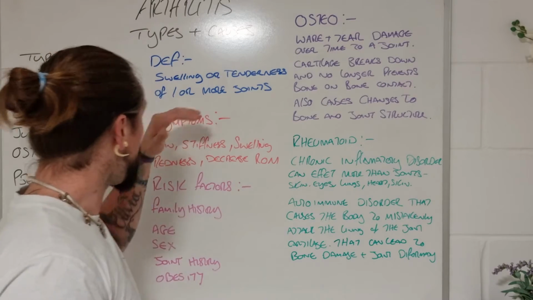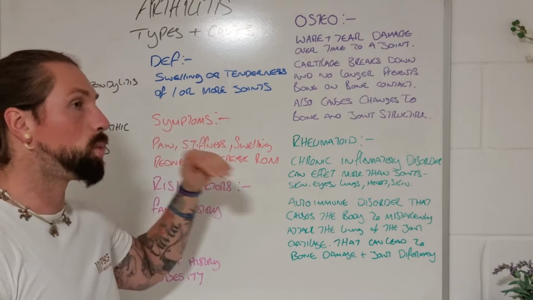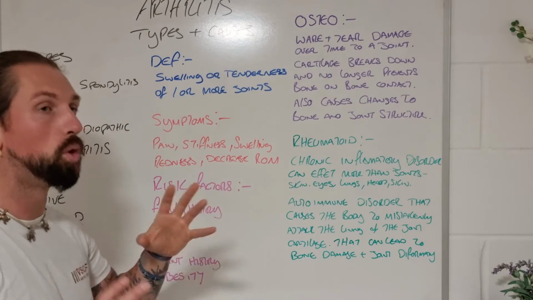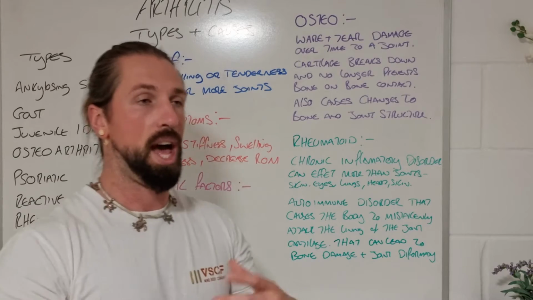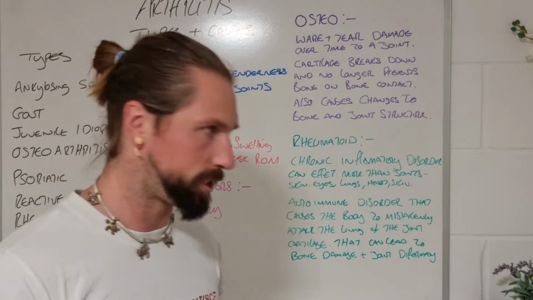So the definition is the swelling or tenderness of one or more joints. Okay, so that's a definition. That's how you would begin to tell if you maybe had an arthritic joint or joints.